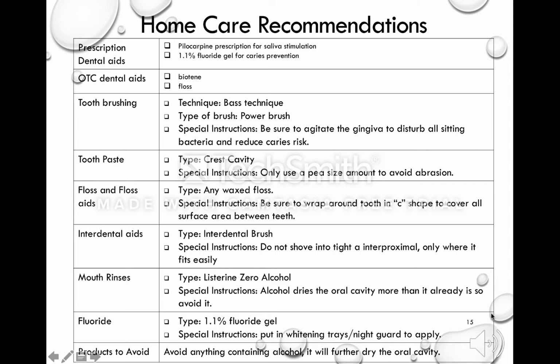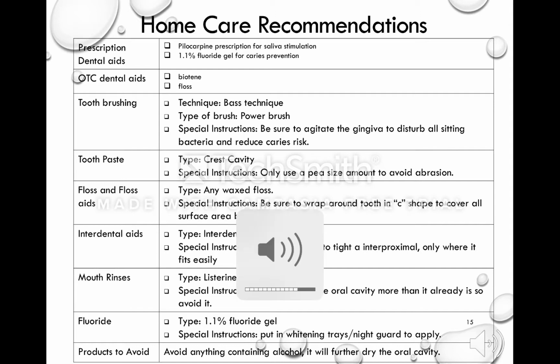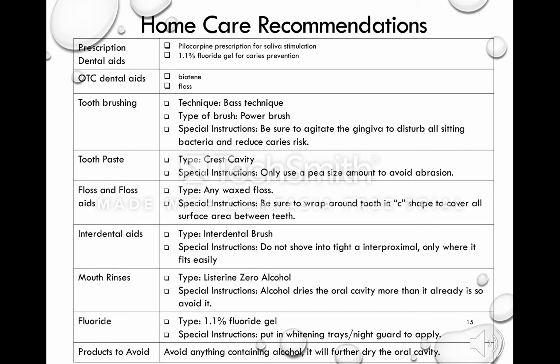Robert could be prescribed pilocarpine for saliva stimulation and fluoride gel for caries prevention. Xerostomia typically affects the oral cavity by causing decay, so this is something that we would want to prevent. An over-the-counter aid that we could use to prevent xerostomia is biotin.